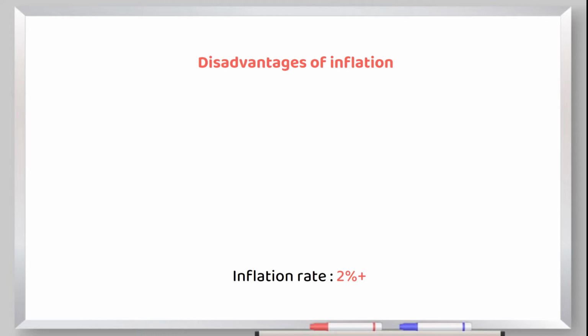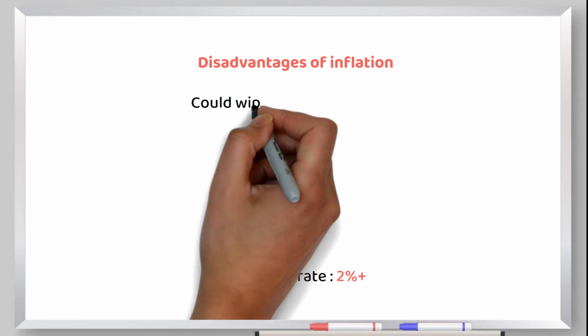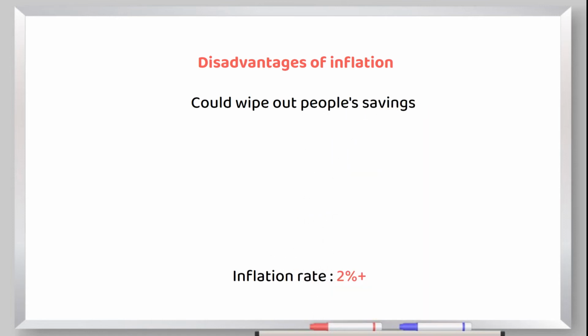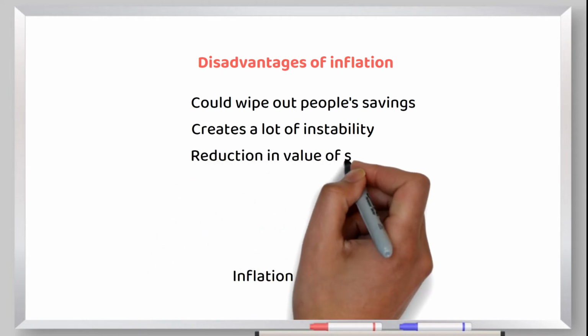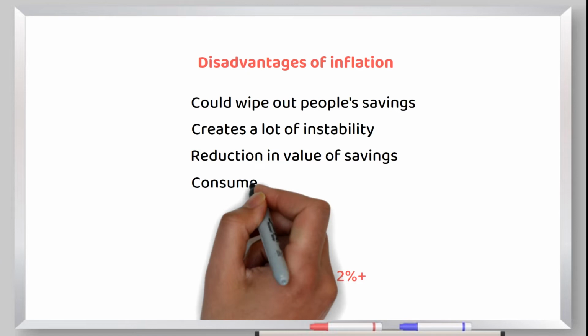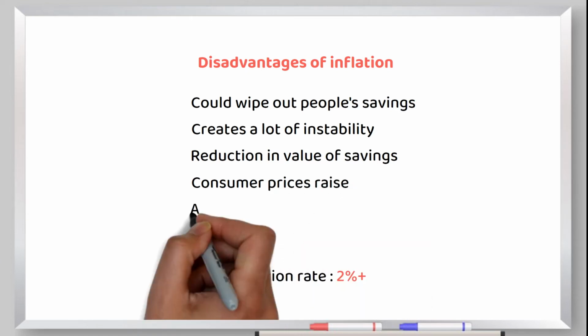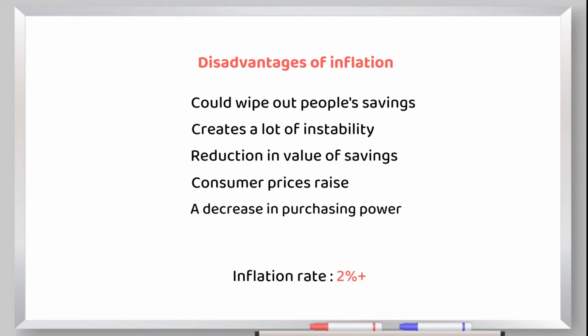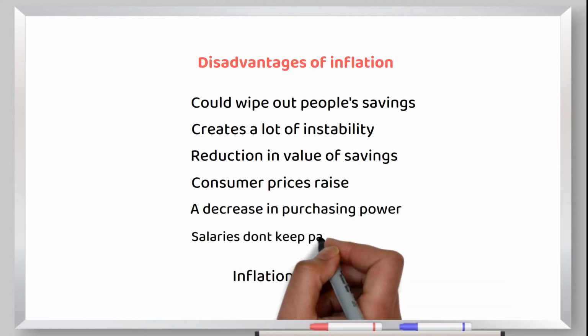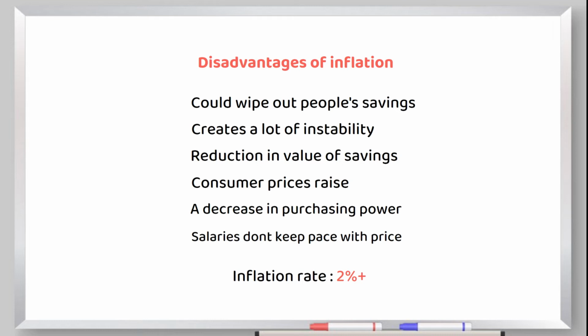On the other side, inflation is normally considered a concern when the rate of inflation exceeds 2%. The situation becomes more serious as inflation rises. Hyperinflation, in severe cases, could wipe out people's savings and create a lot of instability. Some of the consequences of inflation could be reduction in value of savings, rising consumer prices, and fixed income groups and paid employees seeing a decrease in purchasing power if salaries do not keep pace with retail price increases.